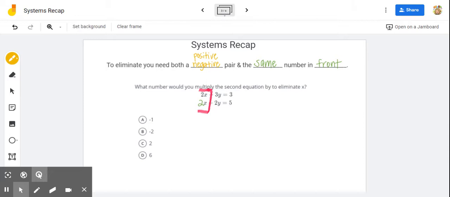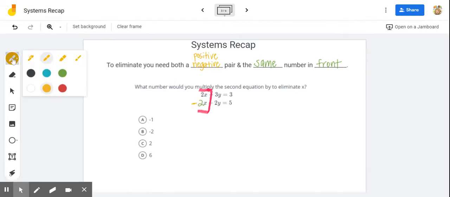So since the top piece already has a positive 2x, we're going to force the second guy to take the negative. So then we can actually eliminate the x's. So 2x minus 2x would end up giving us no x's whatsoever, which means that our answer choice that makes sense is making sure that I multiply that second equation by negative 2 in front of everything.